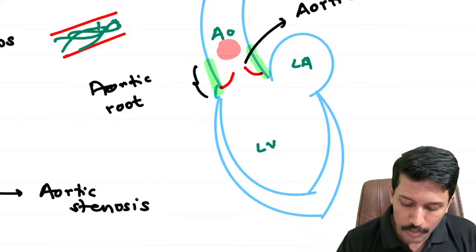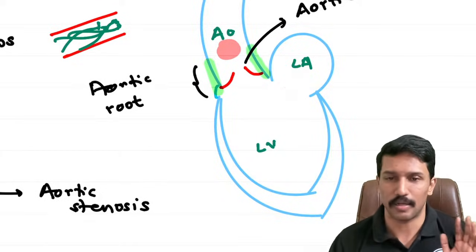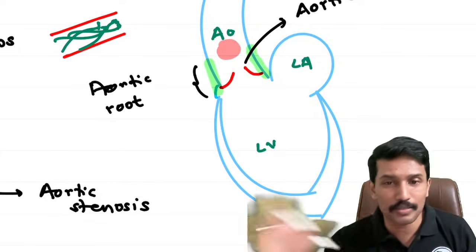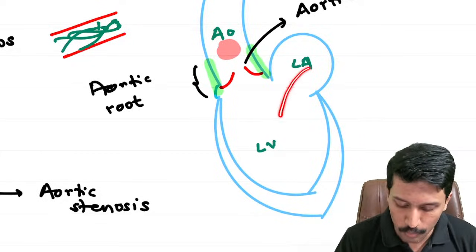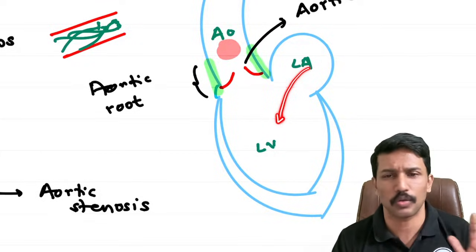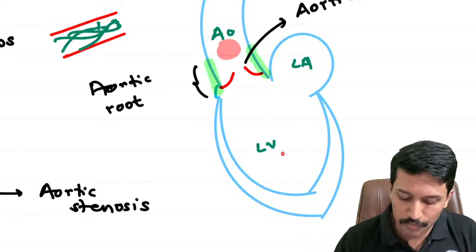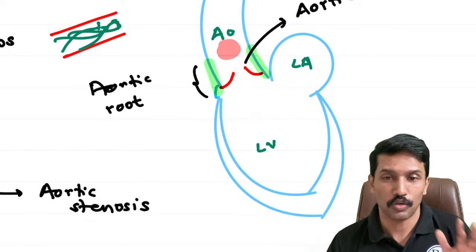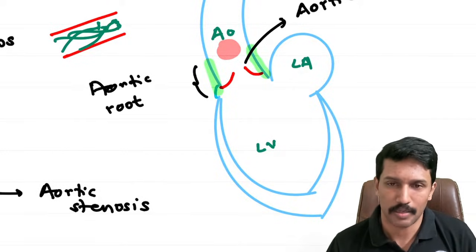So normally movement of blood between chambers of the heart is laminar. So that's why the movement of blood does not make any noise. When I start moving the blood from left atrium to left ventricle, no sound is produced. When I eject the blood from left ventricle to aorta, no sound is produced, because this movement is laminar.